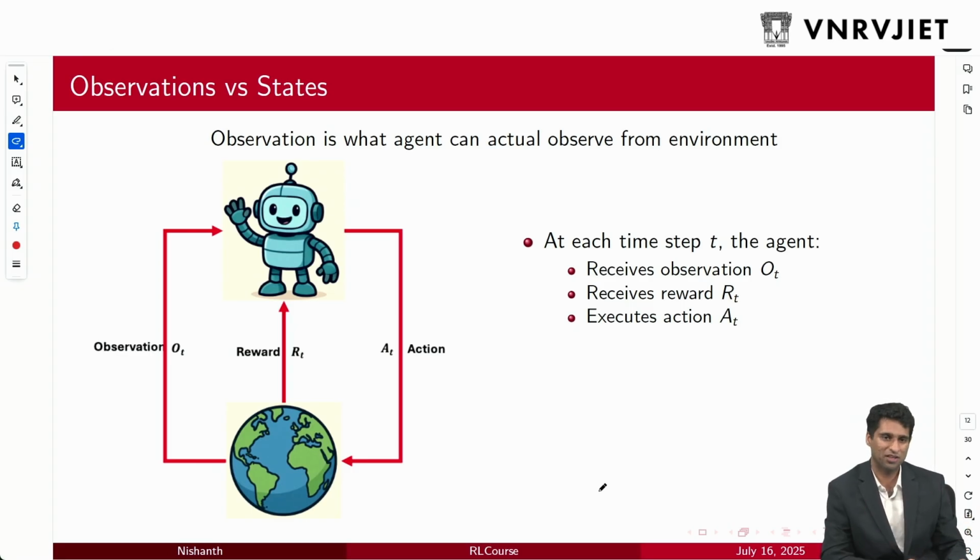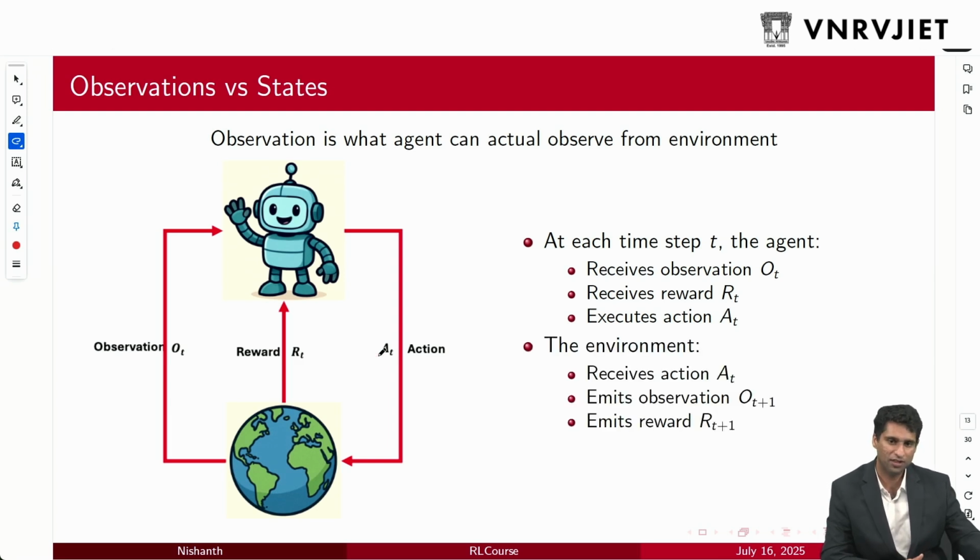Now, when we are looking at an observation, at each time step t the agent receives some observation OT and some reward RT, and based on this the agent takes some action AT. The environment, on the other hand, takes this action AT as an input, updates the environment state, and in the next time step outputs some reward and some observation. And again, as mentioned before, the time t increments when the environment updates the state and reward.